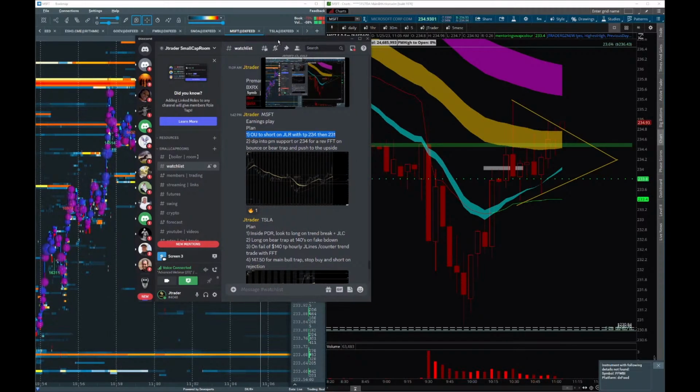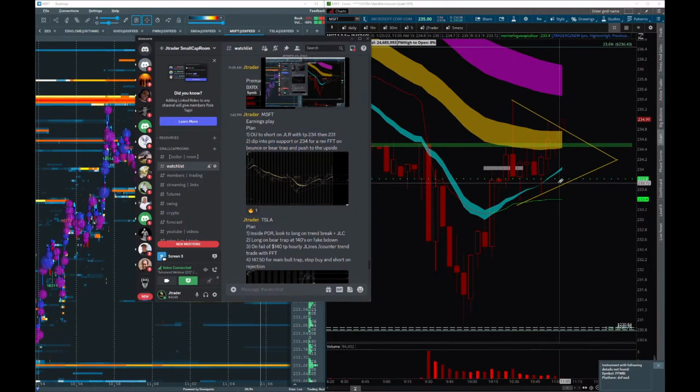And from that level, we had a bounce over here, and we went to that 234, which was another important level. You can see this green dotted 233 and 80s.